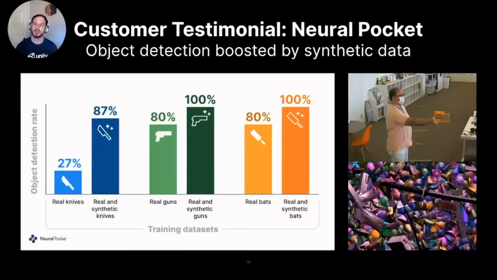Imagine security use cases inside of a store. Here we have a knife, gun, and bat detector detecting dangerous objects. And you can see the accuracy of the model when just using real world data. We get massive boosts when synthetic data is applied to these data sets.